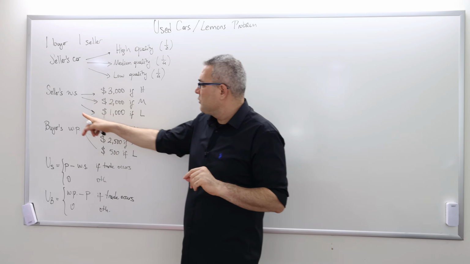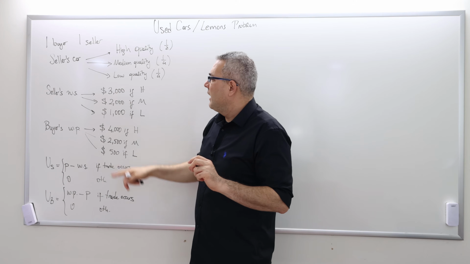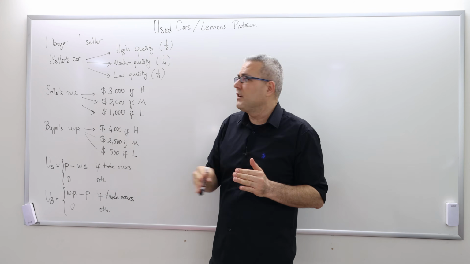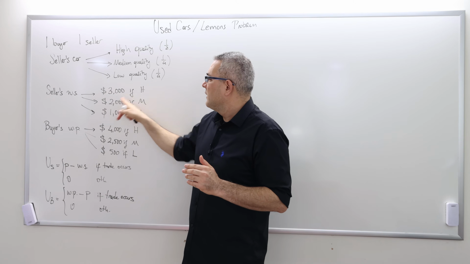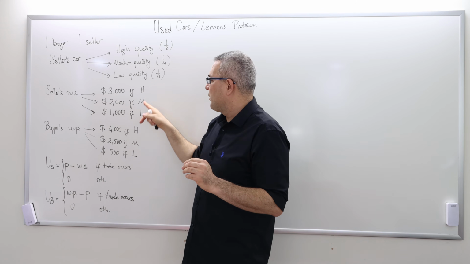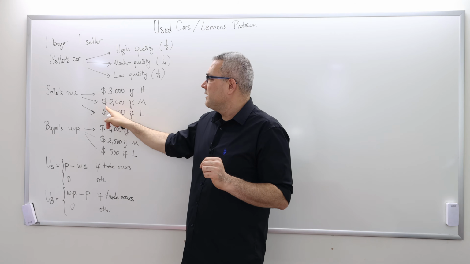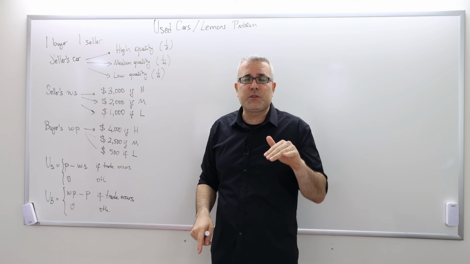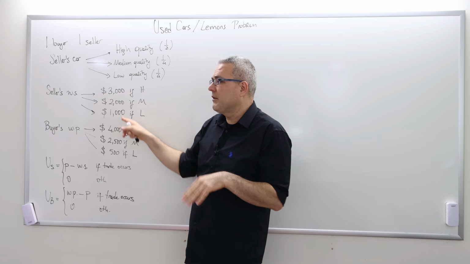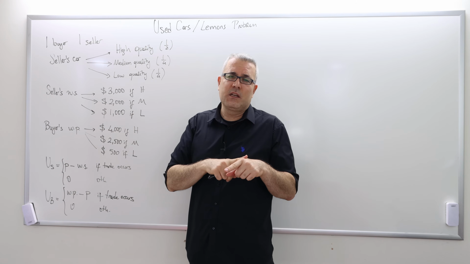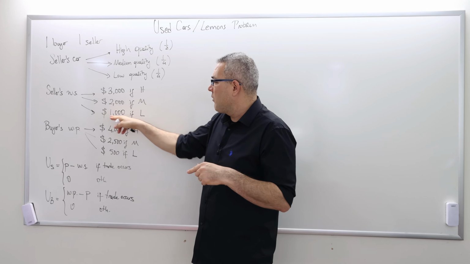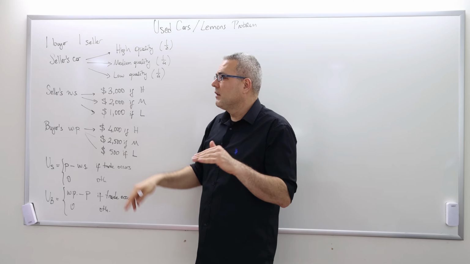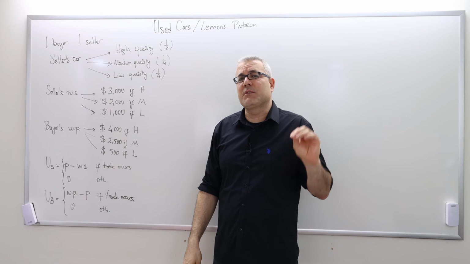The seller's willingness to sell is $3,000 if it happens that the seller's car is high quality. So H corresponds to high quality car. The seller's willingness to sell, meaning the lowest price he's willing to accept, is $2,000 if the car's quality is medium. However, if the car is a lemon, the worst quality car, the seller's willingness to sell is $1,000.